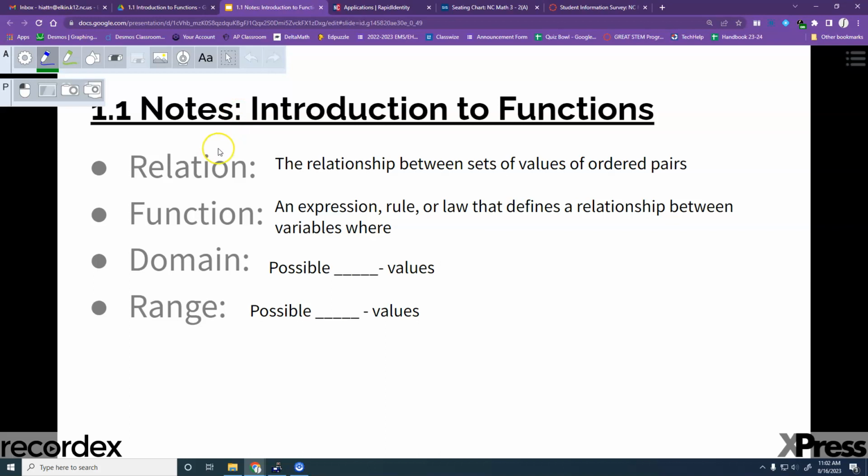All right, so functions is what we're going to talk about for our first unit. A relation is the relationship between the sets of values of ordered pairs, so x's and y's. A relation could be lots of different types of points that are related in some way. But a function has a specific type.